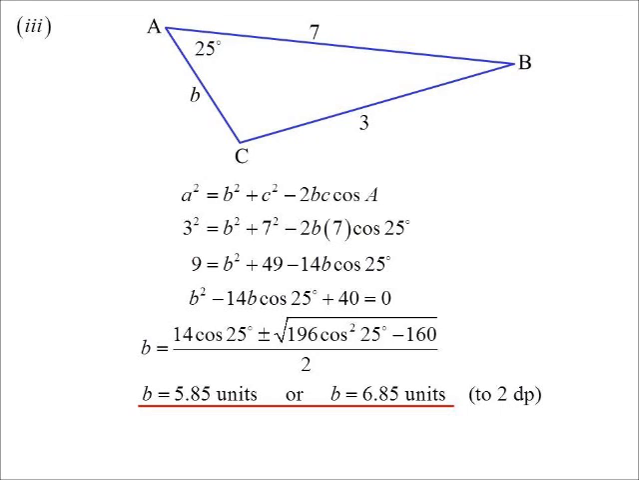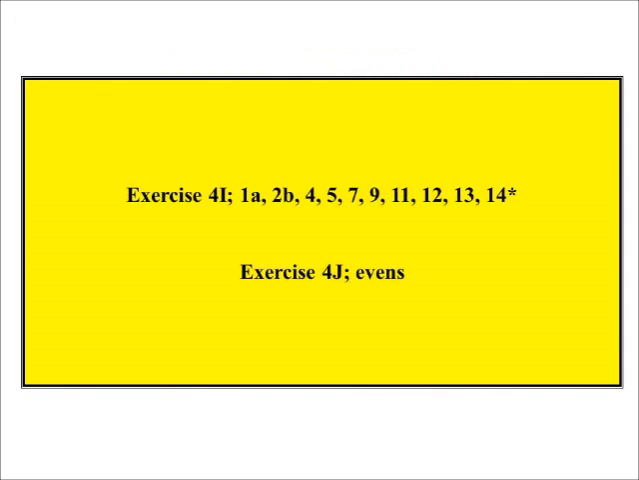And looking at this triangle, I haven't got enough information to tell which one it's going to be. I know 3 is opposite 25, so there's a pretty strong chance 3 is the smallest side. But that's fine, 5.85 and 6.85 are both bigger than 3. I don't know what the other angles are. Suppose I could use the sine rule and find the other angle.